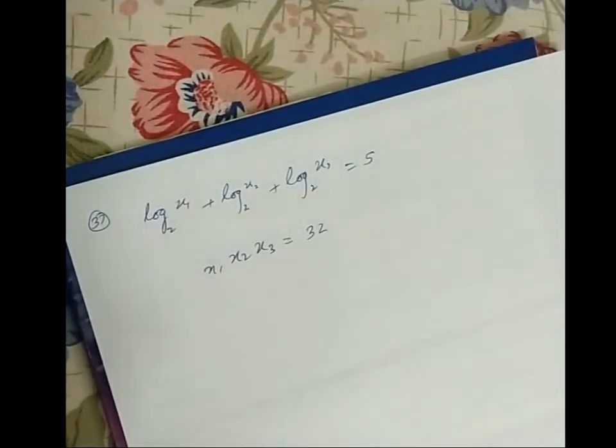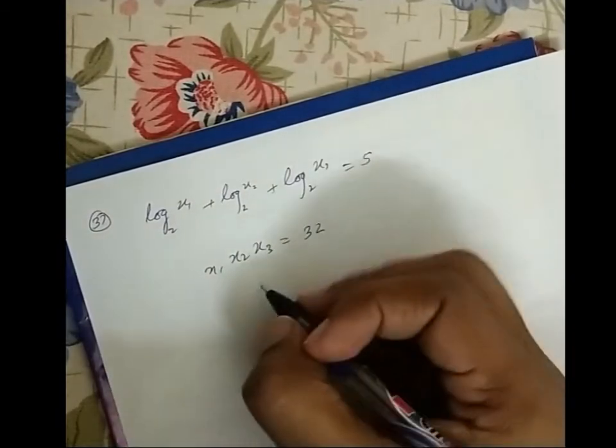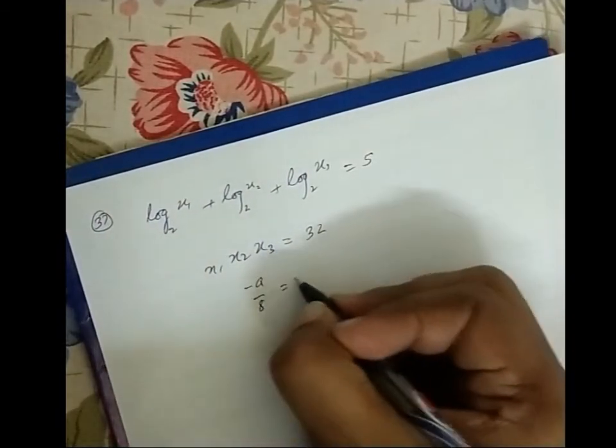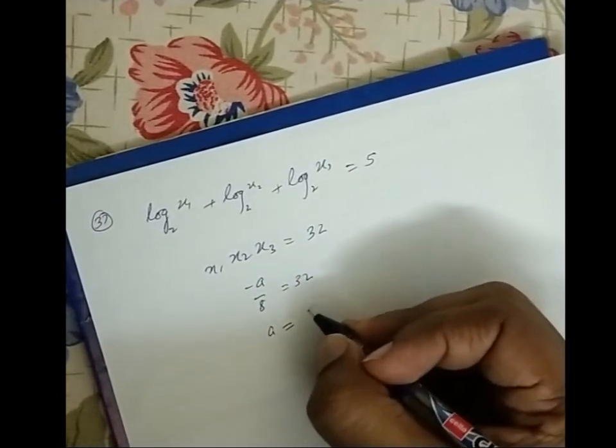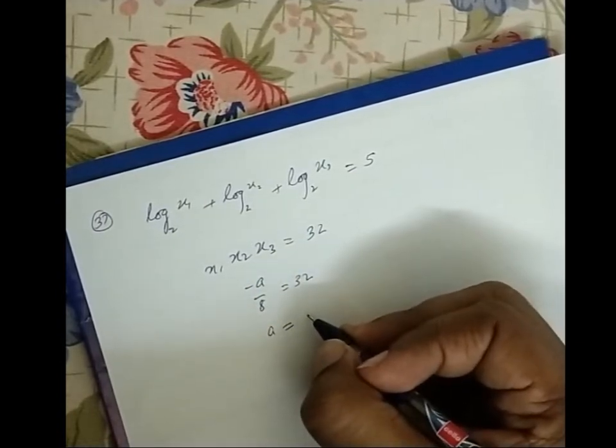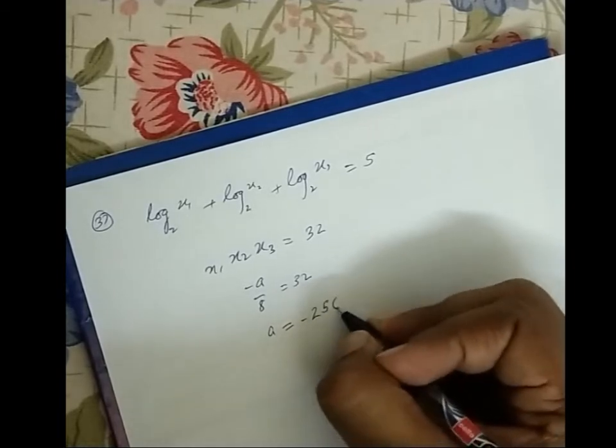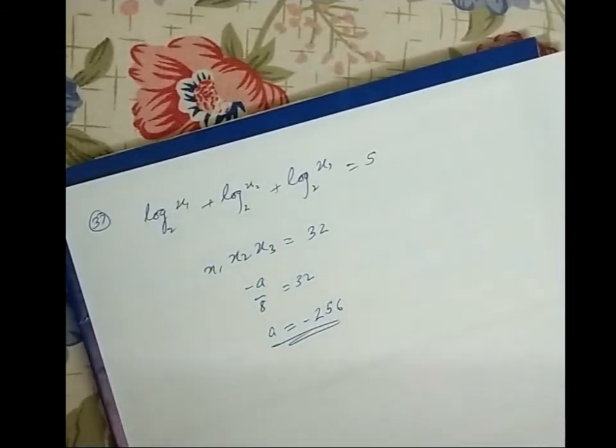But according to the equation, x1 x2 x3, the product of roots, is minus a by 8, and hence a is equal to minus 2 power 8, which is minus 256, which is our answer.